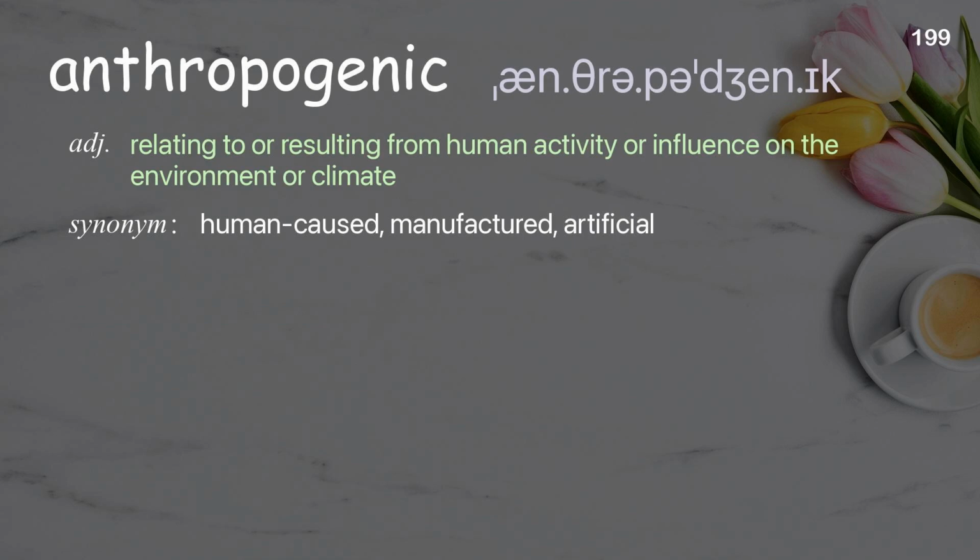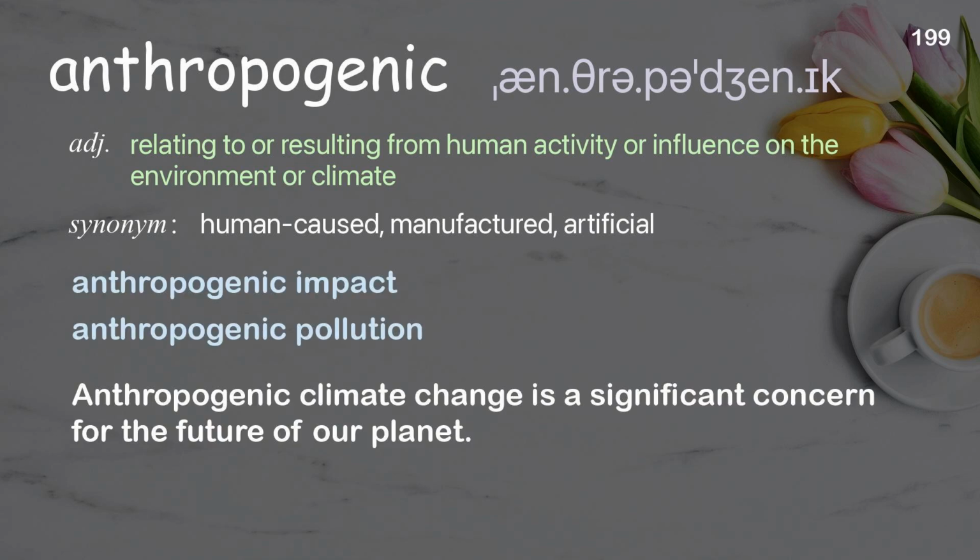Anthropogenic. Relating to or resulting from human activity or influence on the environment or climate. Examples: Anthropogenic impact. Anthropogenic pollution. Anthropogenic climate change is a significant concern for the future of our planet.